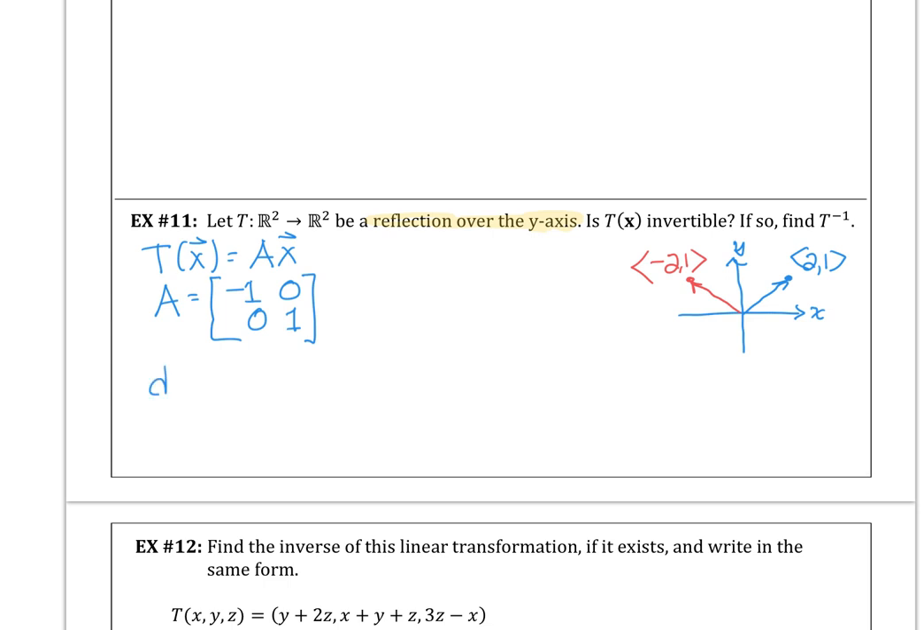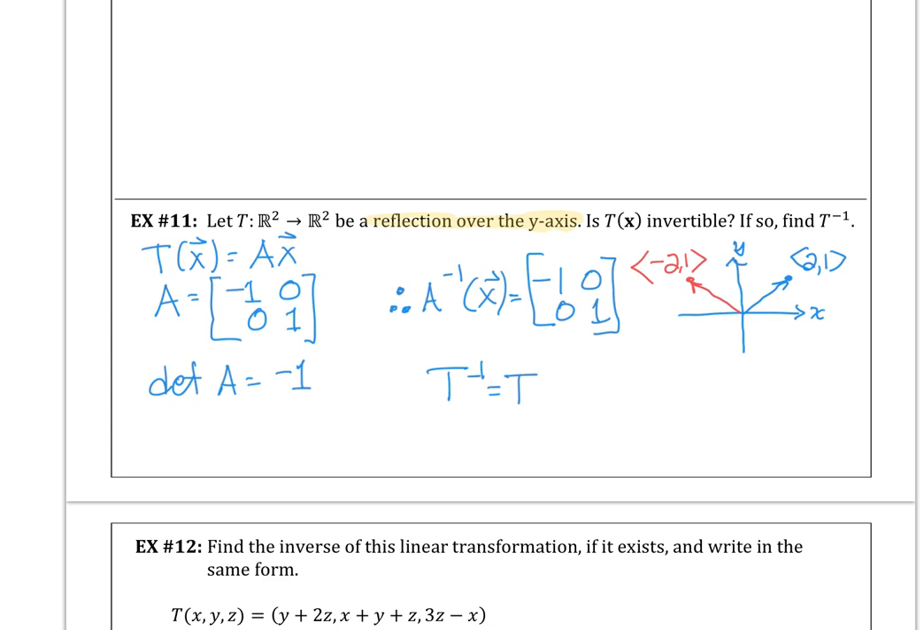So let's think about the determinant of A, which is -1 minus 0. So the determinant is -1. T inverse needs to undo T. So A inverse of x is going to be [-1, 0; 0, 1]. And T inverse equals T. So the reflection will undo itself.